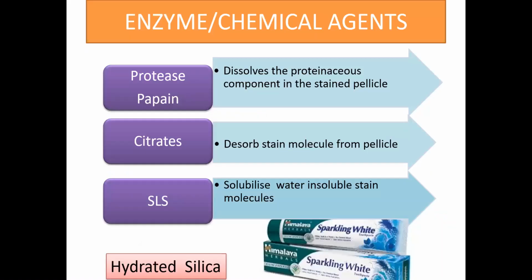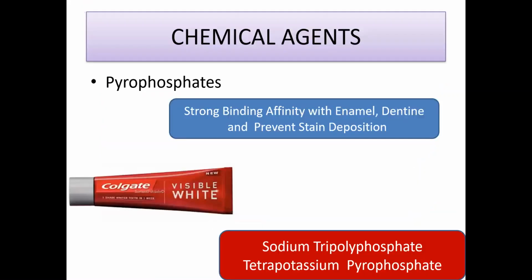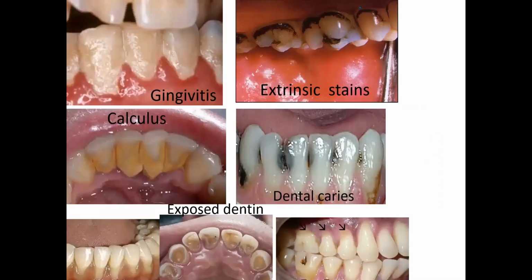So to overcome that, we also have chemical agents and enzymes in toothpaste. For example, when you take Himalaya Sparkling White, it contains protease, peptide and citrates to remove the extrinsic stains. All these are chemical agents or enzymes. And it also contains an abrasive, hydrated silica. Sometimes pyrophosphates also help in preventing stain deposition. In Colgate Visible White, we have this pyrophosphate, which has a strong binding affinity with enamel and dentin, and because of this strong affinity with the tooth structure, it prevents stain deposition.